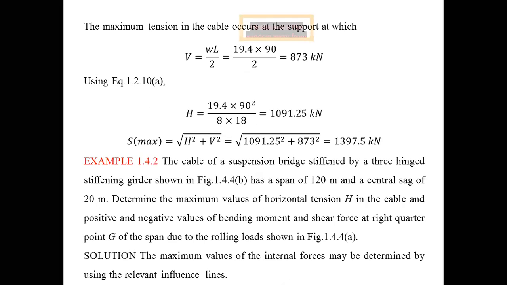Now coming to the second problem. A cable of a suspension bridge stiffened by a three hinged stiffening girder as shown in the figure. The span is 120 meters and the central sag is 20 meters. Determine the maximum value of horizontal tension H in the cable, and positive and negative values of bending moment and shear force at the right quarter point G of the span due to the rolling load shown in the figure. This depends completely upon the influence line.